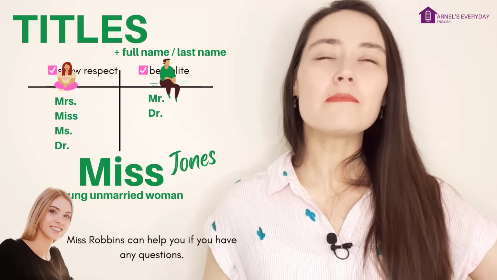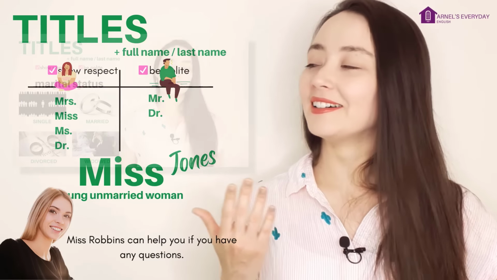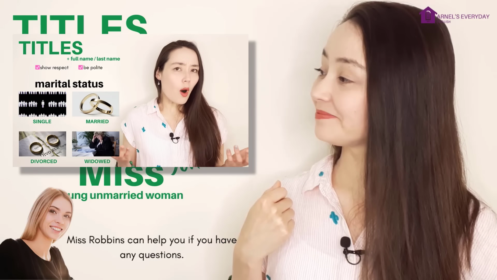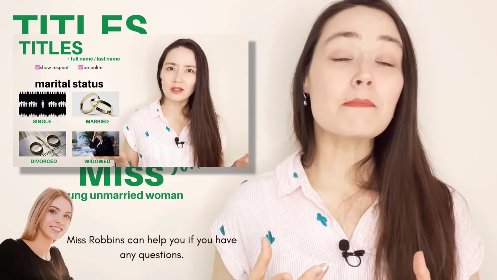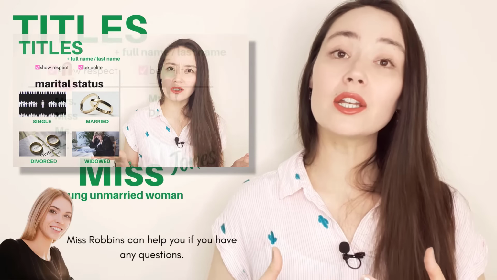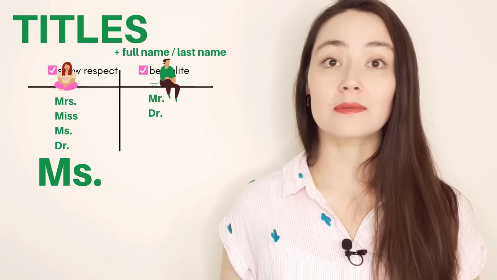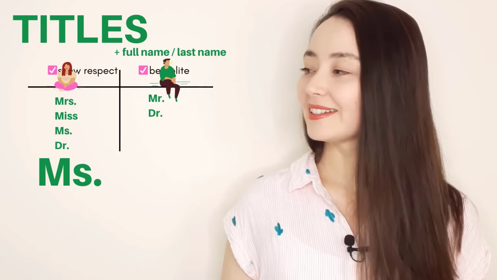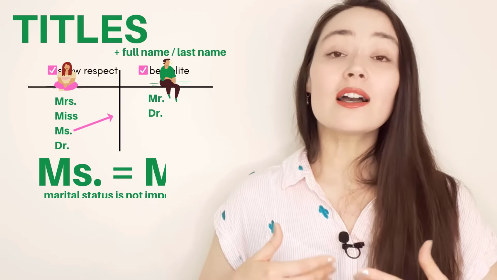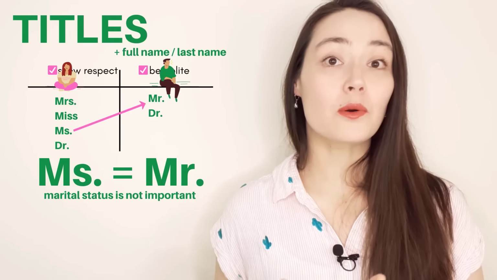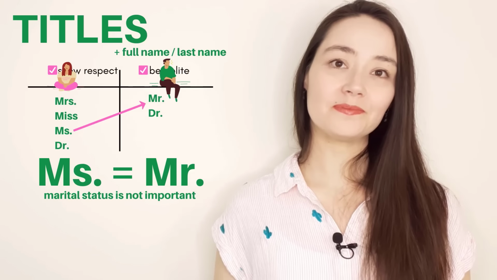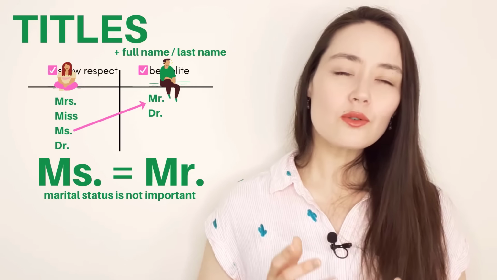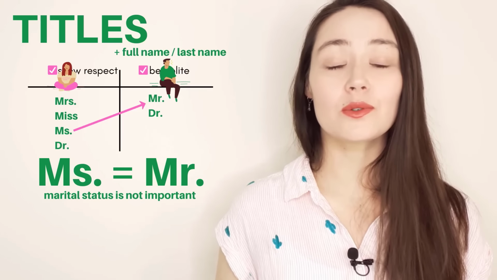Right, about a minute ago, I said, why is it important if someone is married? If a person's marital status is not important or unknown, we use Ms. Ms. Jones. Ms. is the equivalent of Mr. for men. The marital status is unknown, unimportant. So if you're not sure what title to use for a woman, use Ms.